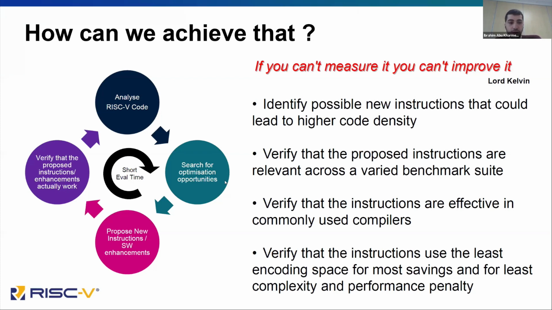After we find these possible optimizations, we need to make sure that these optimizations or new instructions apply to a variety of different loads. We need to make sure that they don't apply to a specific load, but rather apply to a wide range of loads, the various programs that RISC-V aims to support. And then we need to make sure that these instructions or enhancements don't have a high penalty for performance, or if they are instructions, that the implementation complexity is not a significant performance hit.